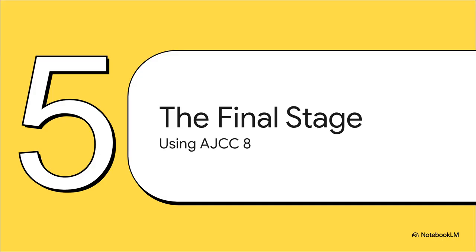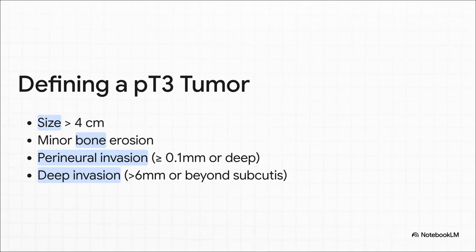Okay, deep breath. We've gathered all our data, all the clues from the gross bench, all the findings from the microscope. Now it's time for the climax. We get to synthesize all these puzzle pieces and build the final pathologic T category using the AJCC 8th edition. Let's zoom in on pT3, because it's a super common and critical staging decision. A tumor gets slapped with a pT3 label if it checks any of these boxes.